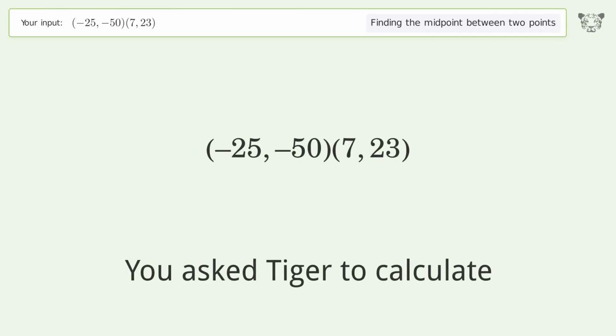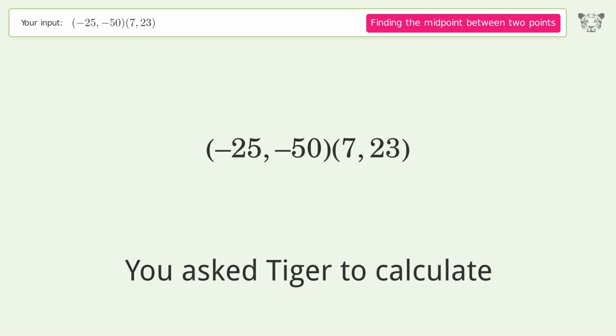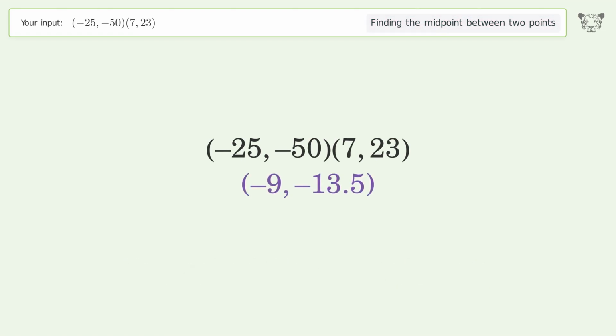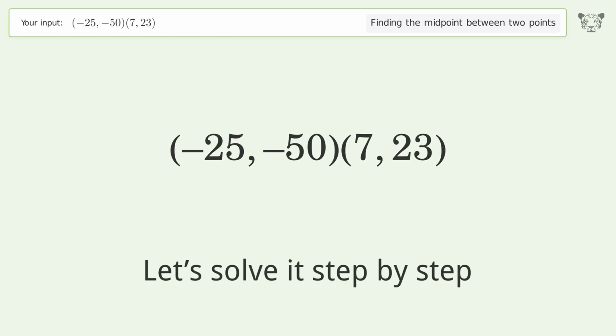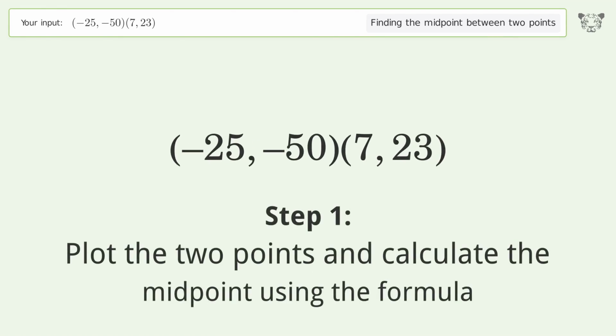You ask Tiger to calculate. This deals with finding the midpoint between 2 points. The midpoint between the 2 points is -9, -13.5. Let's solve it step by step. Plot the 2 points and calculate the midpoint using the formula.